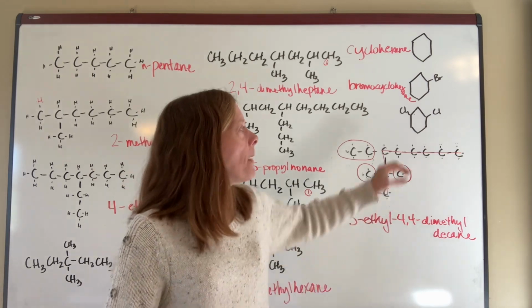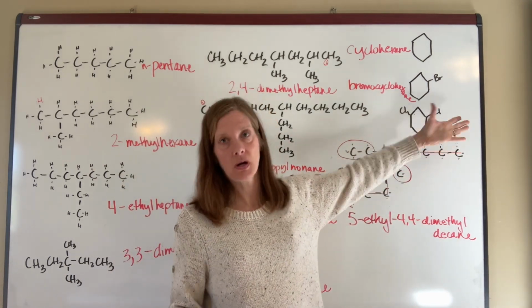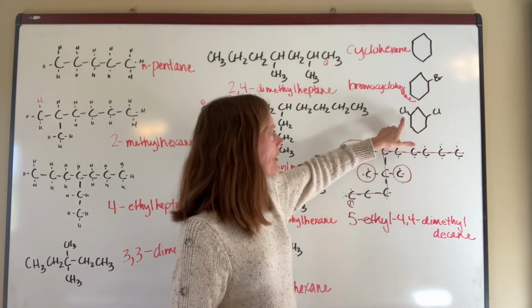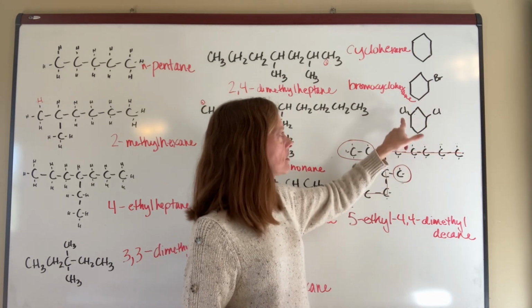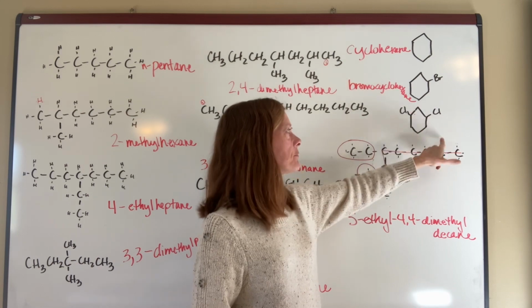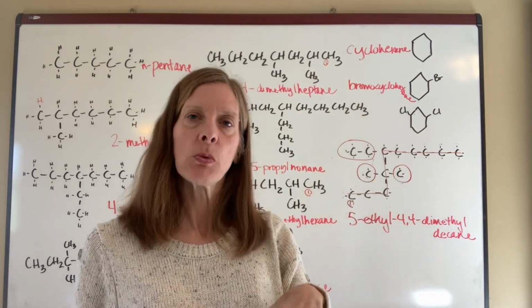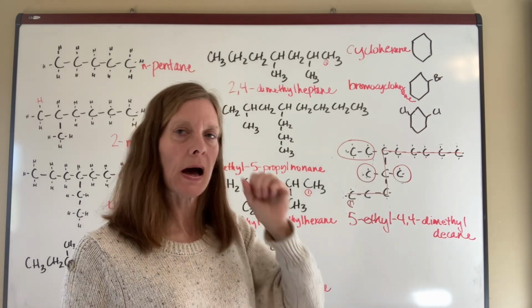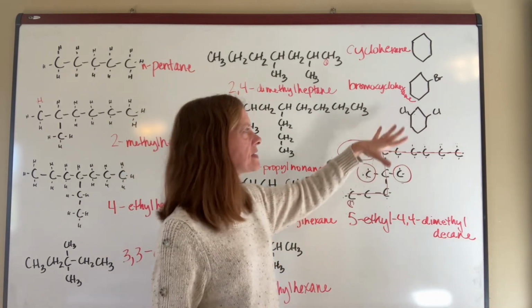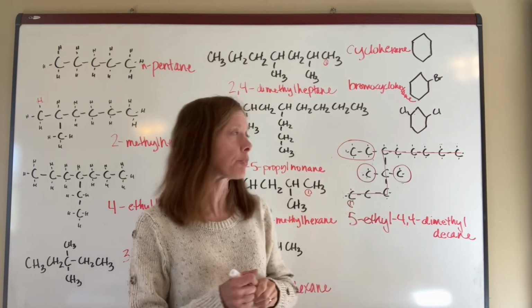Now, if you have more than 1, then you're going to have to number them because I could have the chlorines next to each other. I could have them a couple apart. I could have them directly across from each other. And when you actually take organic chemistry, you'll find that there are some other ways to name that, but we're going to keep it simple right now.